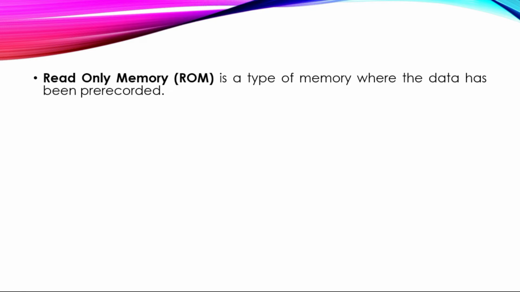The next type of memory is your ROM, that is, read-only memory. It is a type of memory where the data has been pre-recorded. Pre-recorded means what? It is recorded beforehand, we have to just use that data.